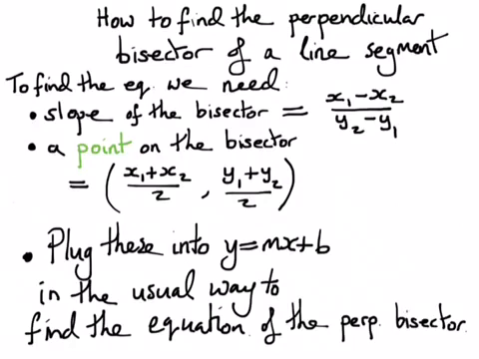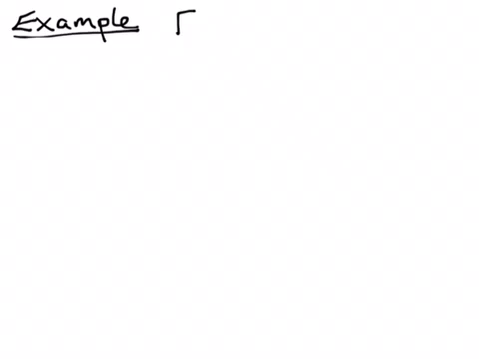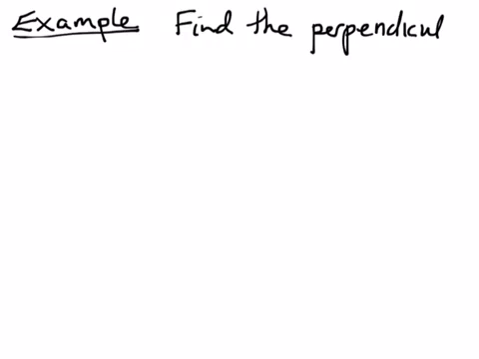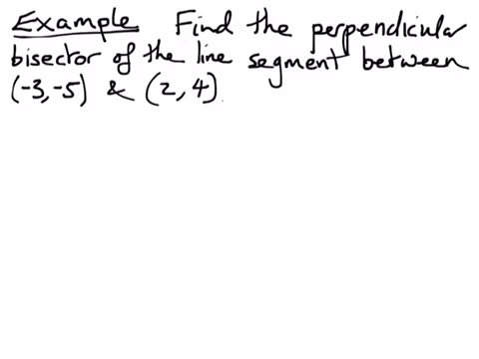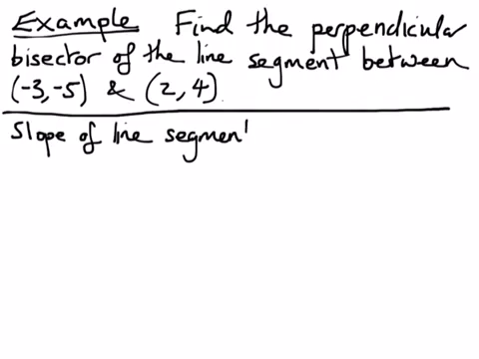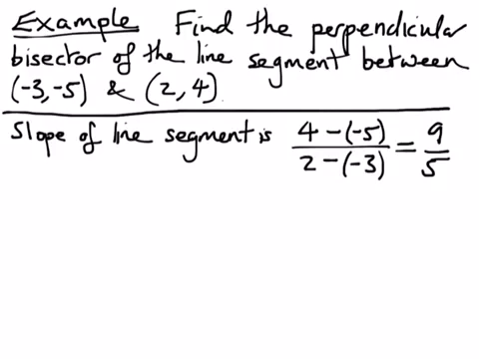So let's do an example, because these things are much easier when you see them all worked out. So let's find the perpendicular bisector of the line segment between these 2 points, -3, -5, and 2, 4. Okay, so first of all I need to know what the slope of the line segment is. Once I know the slope of the line segment, then I can work out the slope of the bisector, because remember it's going to be the number that when you multiply it by the slope of the line segment gives you -1.